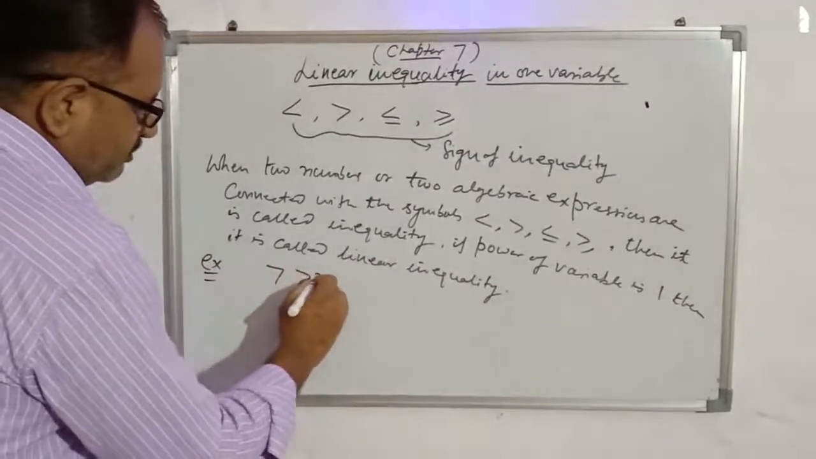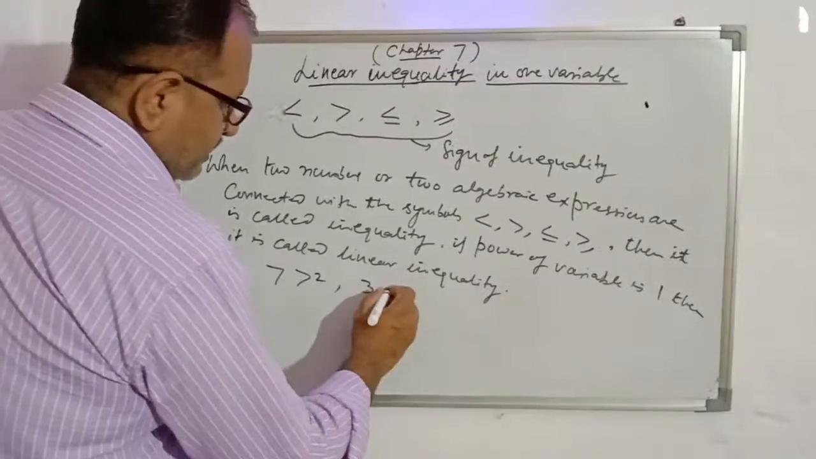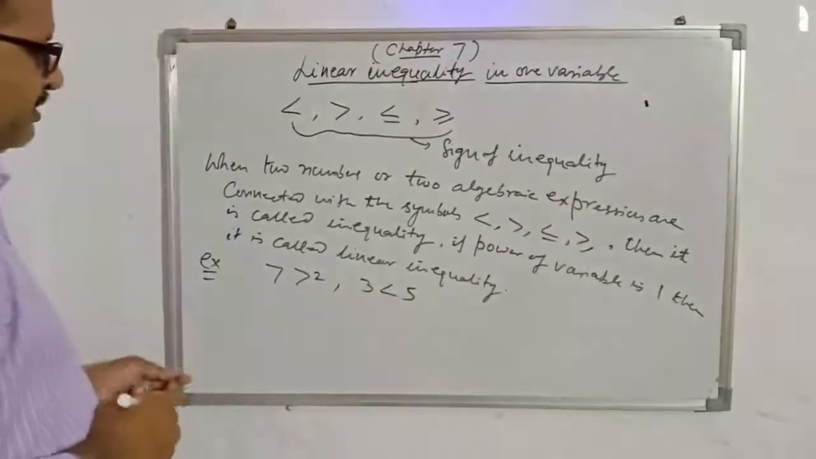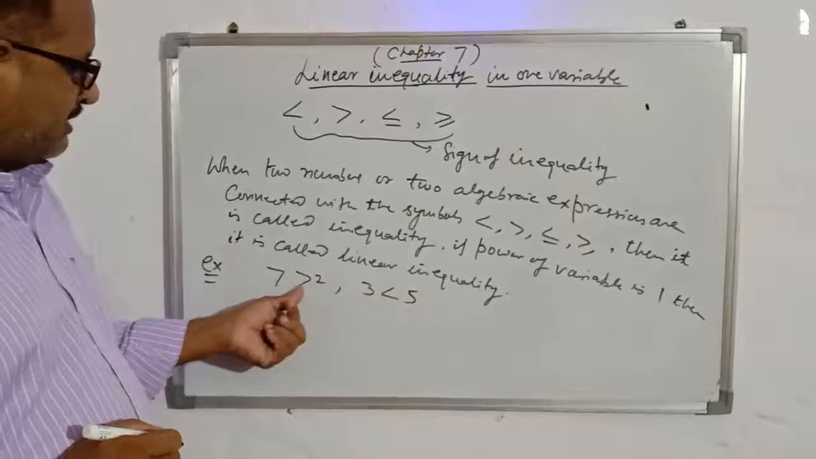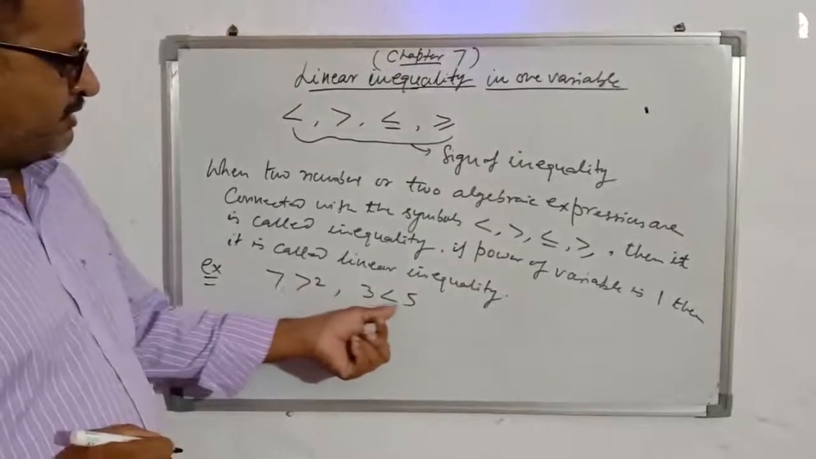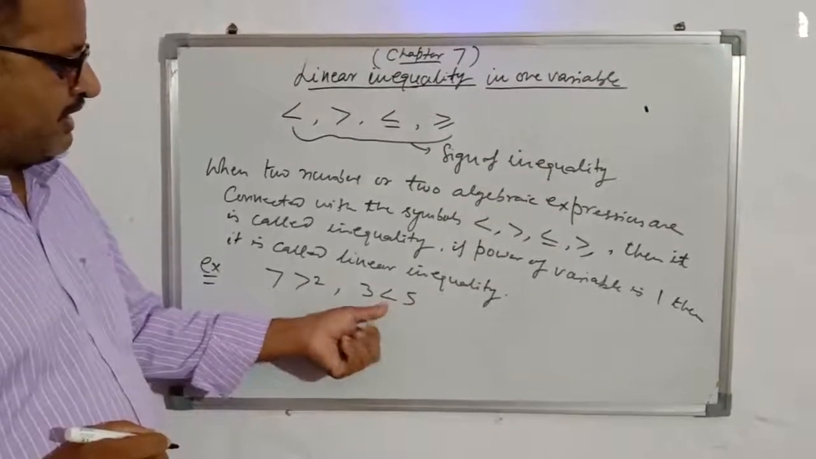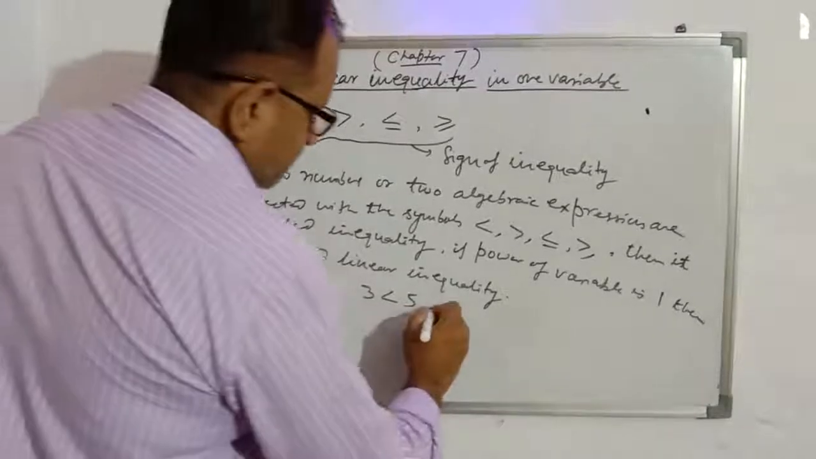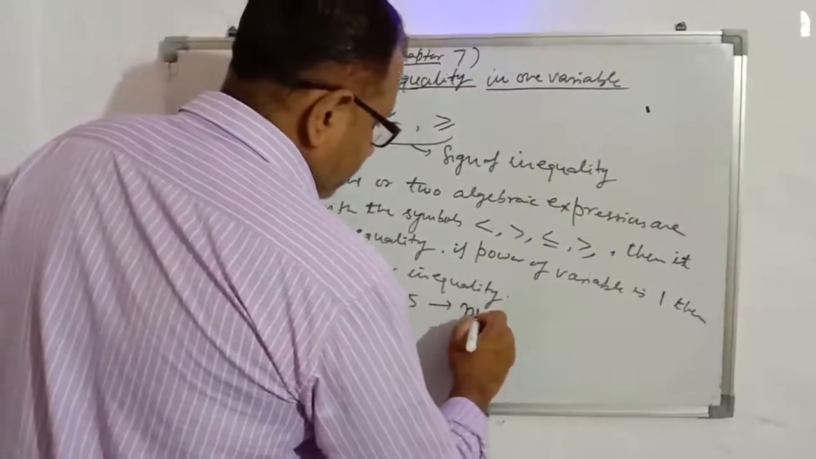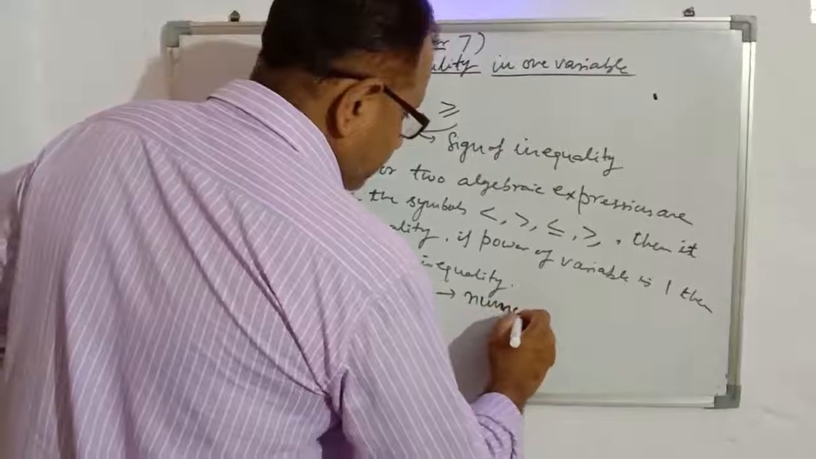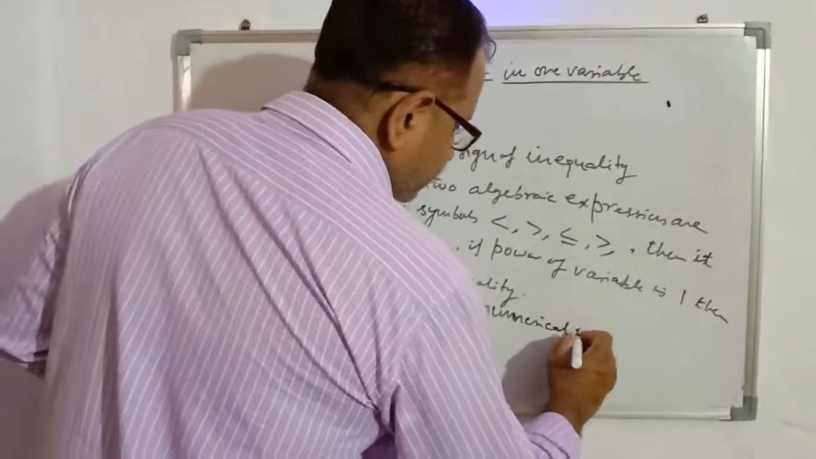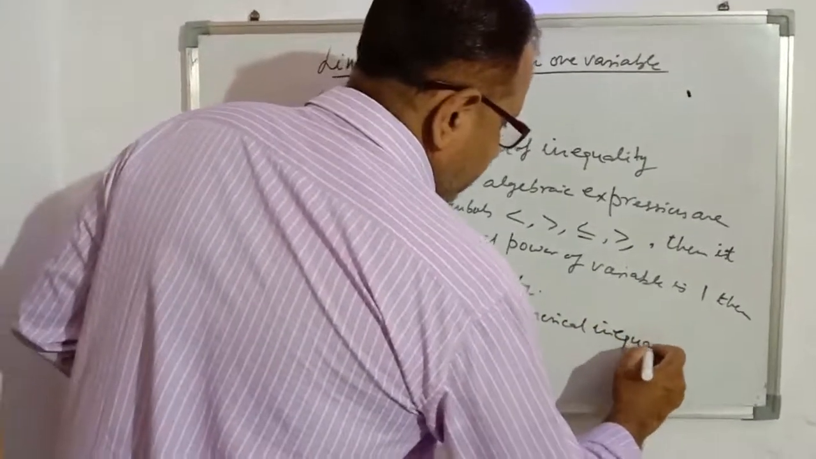7 greater than 2, 3 less than 5. Here two numbers are connected by the symbol greater than, and two numbers are connected with the symbol less than. It is called numerical inequality.